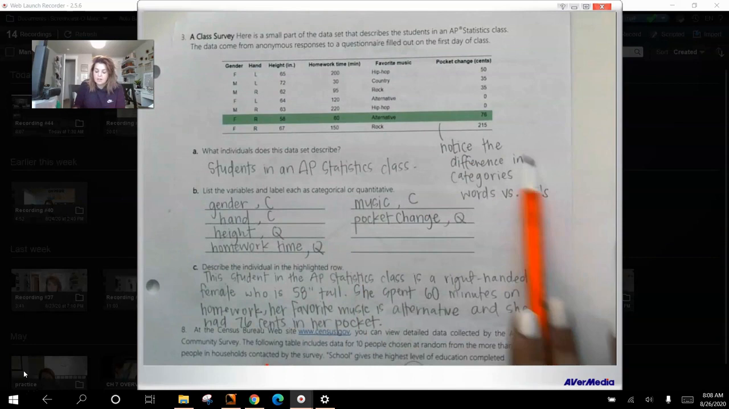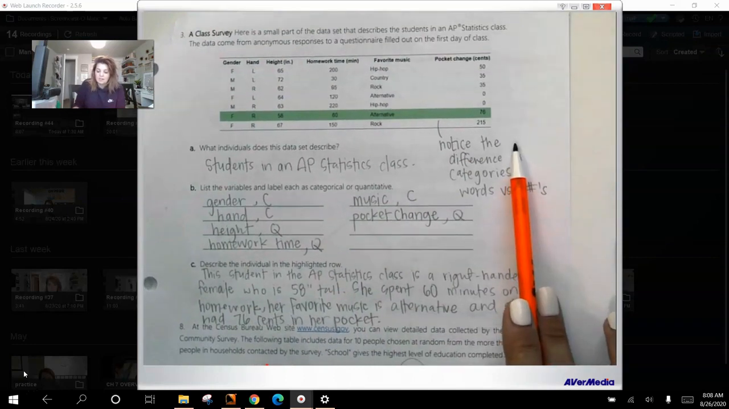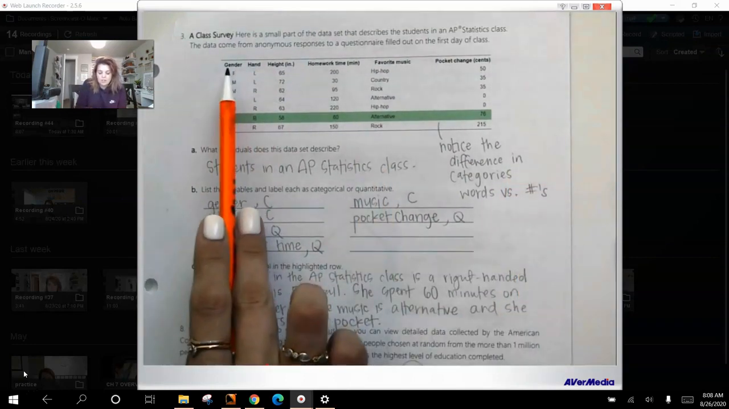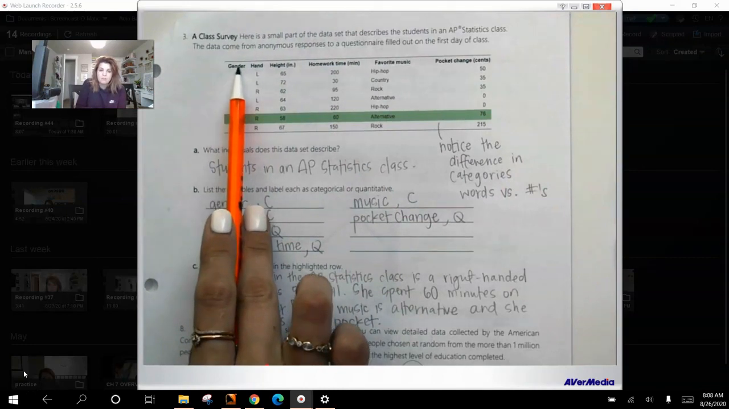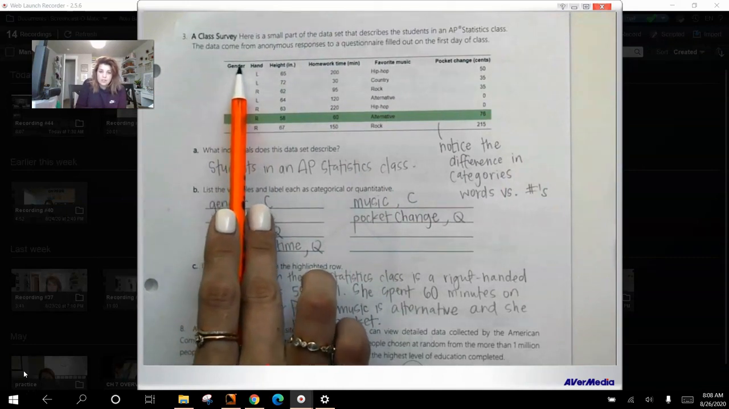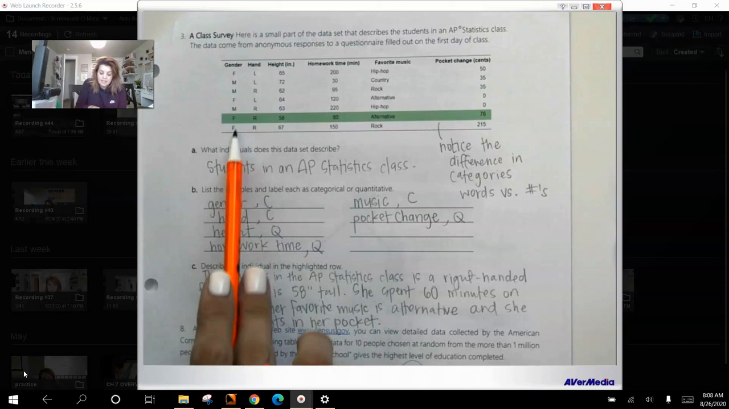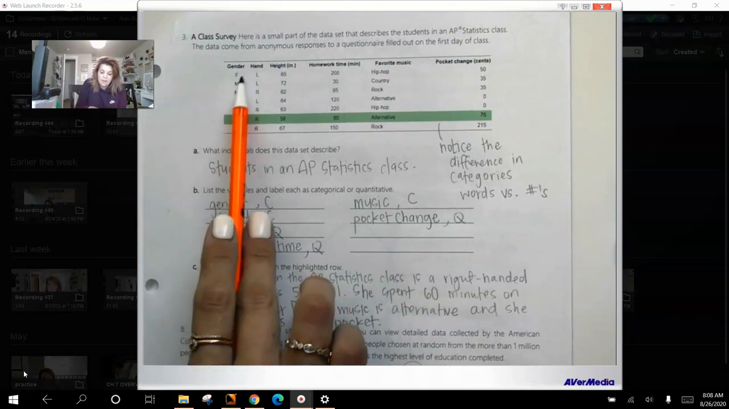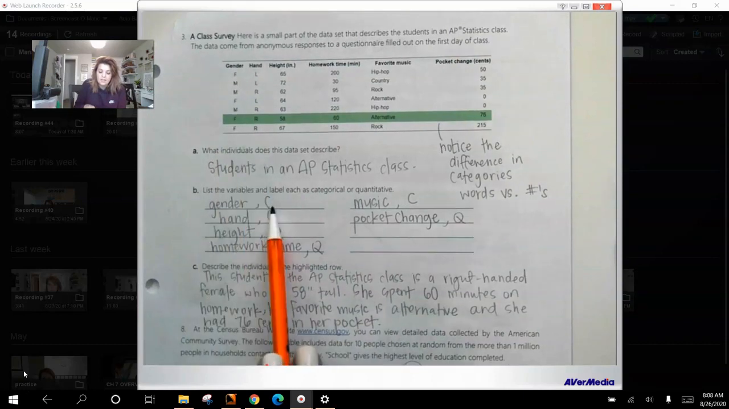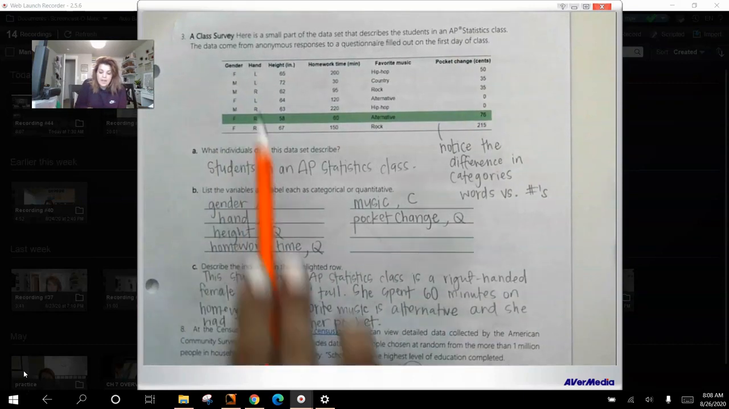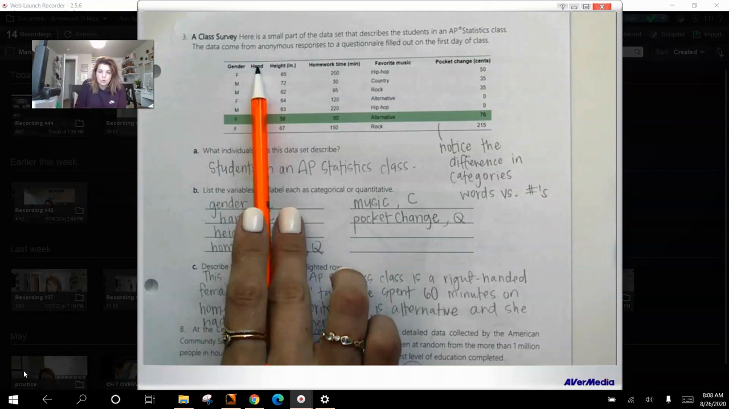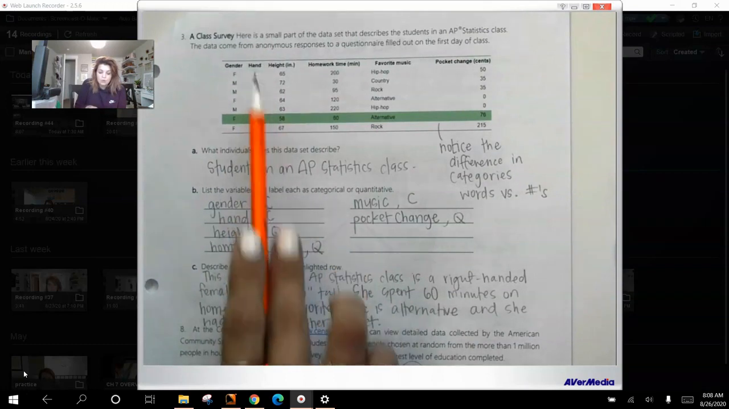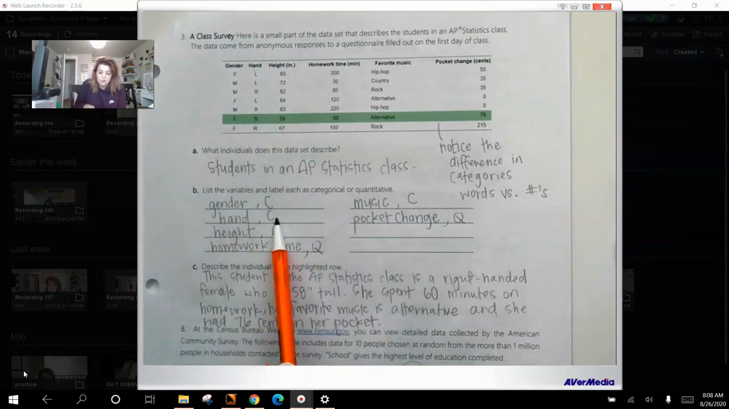This little note that I put here is going to help us decide that. So I just started at the leftmost variable. It is gender. And it is described using words or an abbreviation, F and M. So male, female, that's categorical. Hand means are you left or right-handed? Those are words, that's categorical.